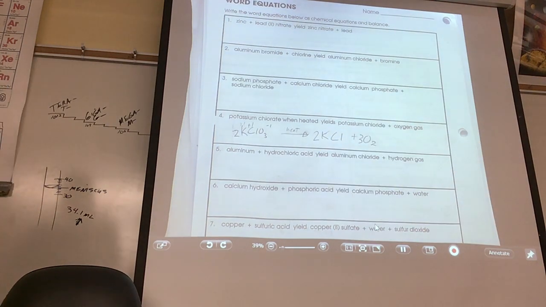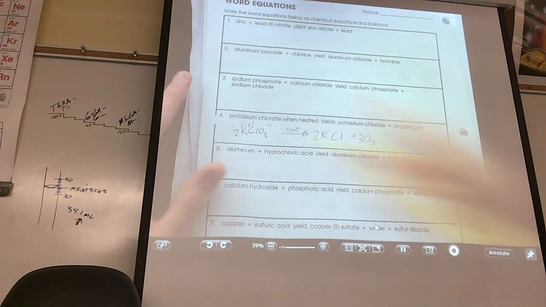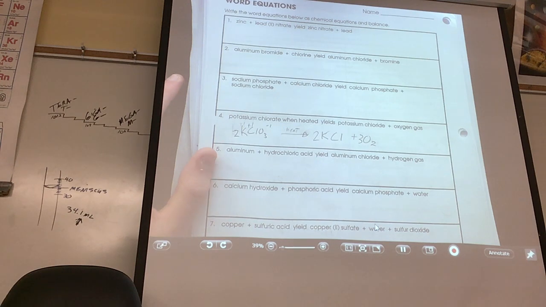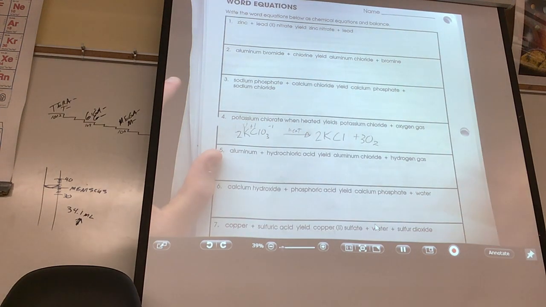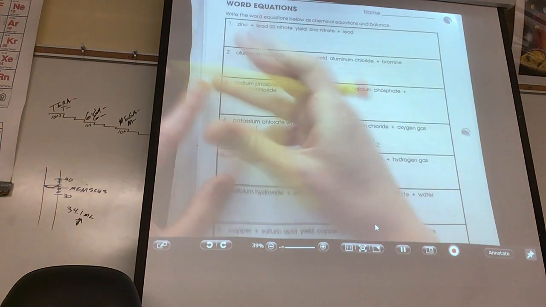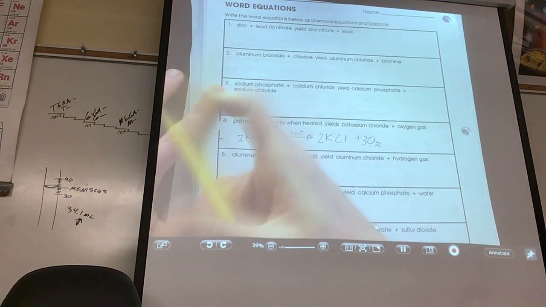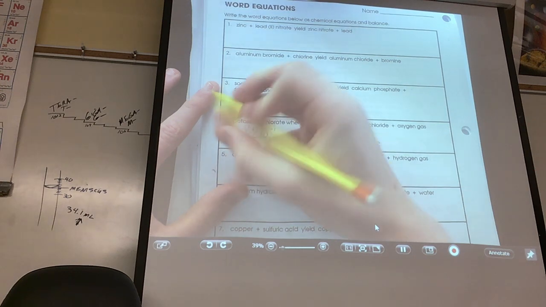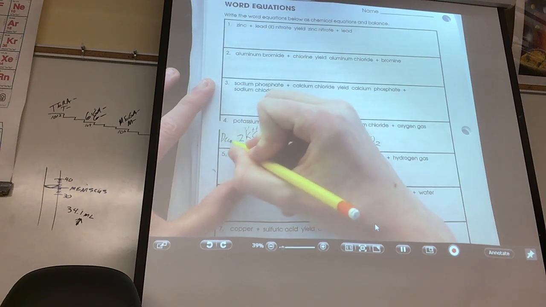Now, classify. Oh, it's single replacement. Try it again. Decomposition? Yeah. When you only have one reactant, it's kind of a giveaway, it's gonna be decomposition. Even though it's combining here? Okay. So anyway, this one is decomposition.